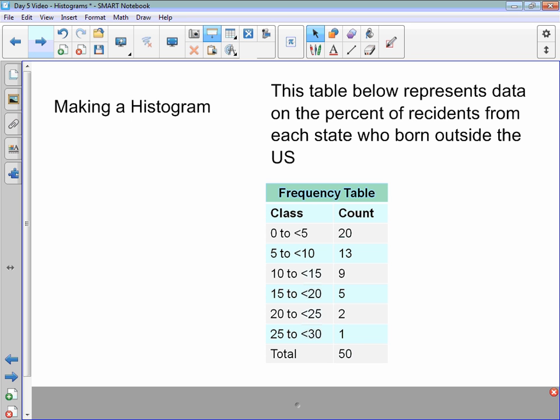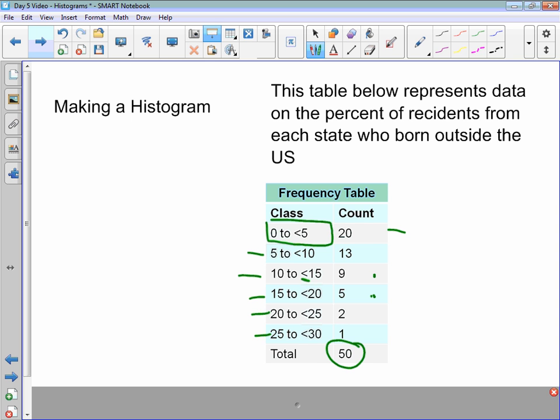You can't do that. So what they did instead is they counted up the number of states that had the percentage of people born outside the U.S. from 0 to 5, and they counted that there were 20. And then they went from 5 to 10, 10 to less than 15, 15 to 20, 20 to 25, and 25 to 30. And see how this is less than. So if a value had come out at exactly 15, you'd put it in this bin. If it came out as 14.99, you'd put it in this bin. And they did all 50 states.